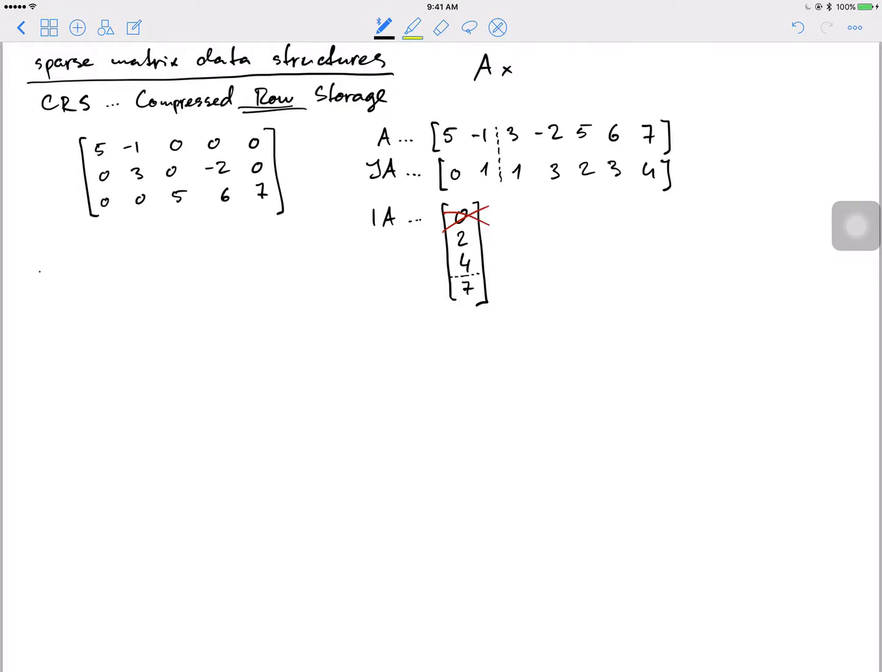There is also compressed column storage, which is the same idea, except that the matrix is effectively transposed. So instead of going by rows, as we went here, we go by columns. Same idea. Now this buffer will be storing the row indices as opposed to the column indices, and then this will be telling you how many non-zeros in all of the columns you had. So the CCS is the CRS for the transpose matrix.